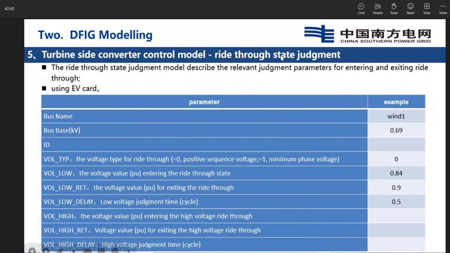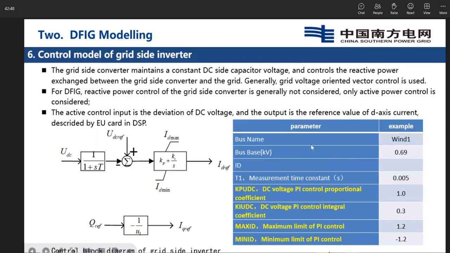The ride-through state judgment, we use the EV card to describe this. The control mode of the grid side inverter compared with the rotor side inverter: the grid side inverter control system is very easy. We use the EU card to describe it.